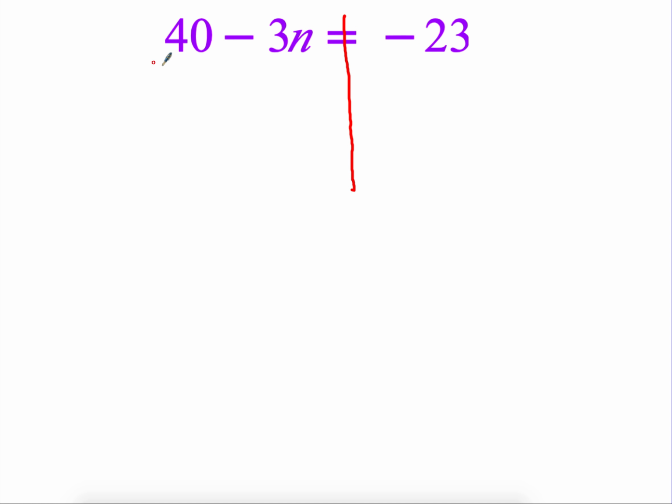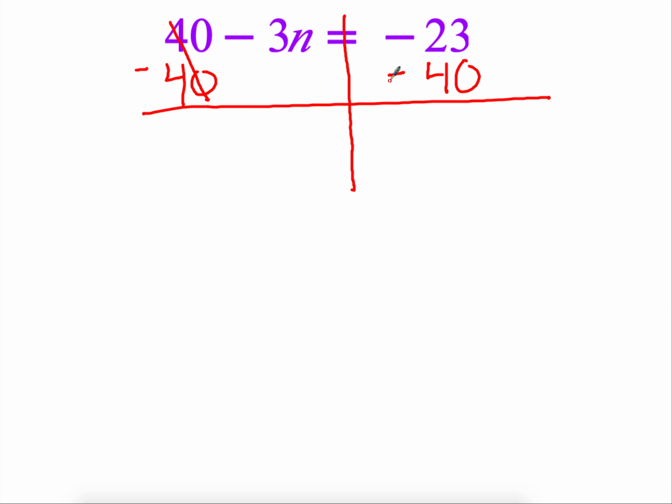The way I do it is because it's a positive 40, I know if I subtract 40, because 40 minus 40 is 0. Now I can do this because this is not being multiplied or divided with anything. It's just out here being added or subtracted. So I can subtract 40 because 40 minus 40 is 0, and it goes away. I also have to do it on the right-hand side.